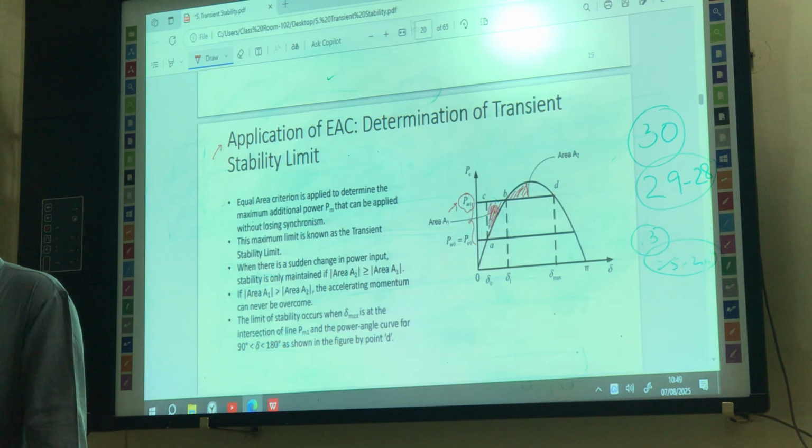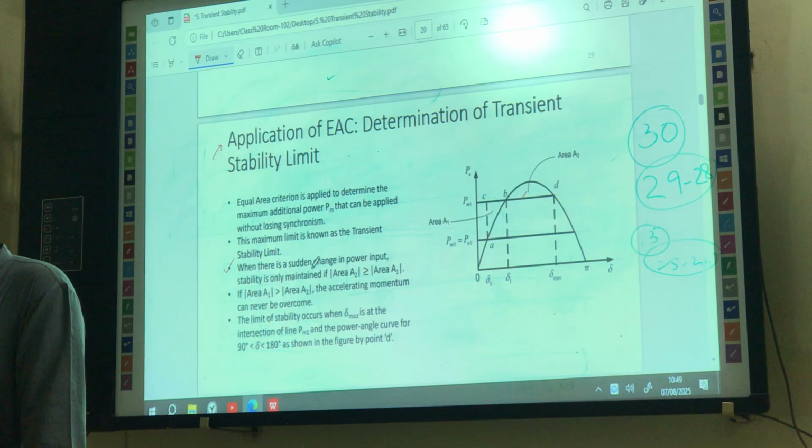Okay. Now I am giving some numerical examples. At that time, these things will be clear to you. But before that, let me read out this point.